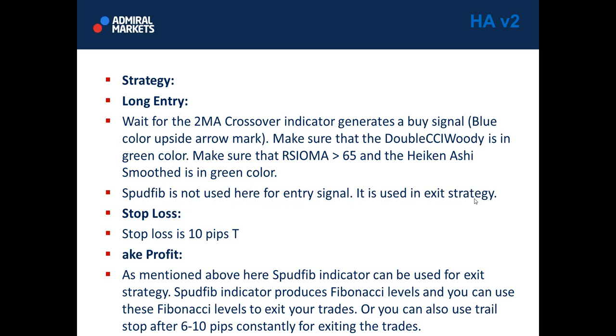So we take profit on SPAD fib Fibonacci levels. Stop loss is 10 pips, but not less than 10 pips, or the most obvious swing high or low on the 5-minute time frame. For take profit, the SPAD fib indicator is used for the exit strategy. It produces Fibonacci levels, and you can use these Fibonacci levels to exit your trades. Or you can use a trailing stop after 6 to 10 pips constantly for exiting the trade.